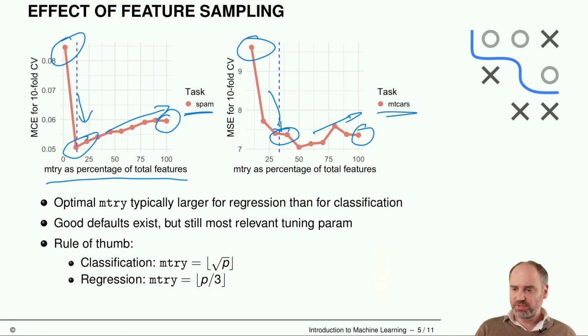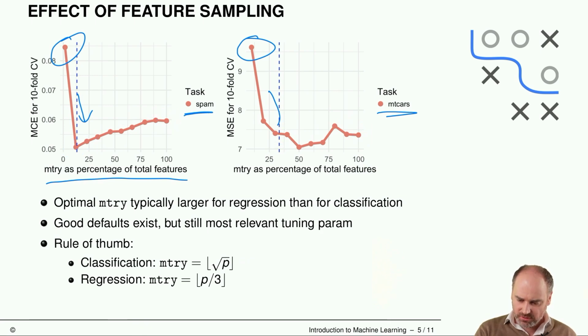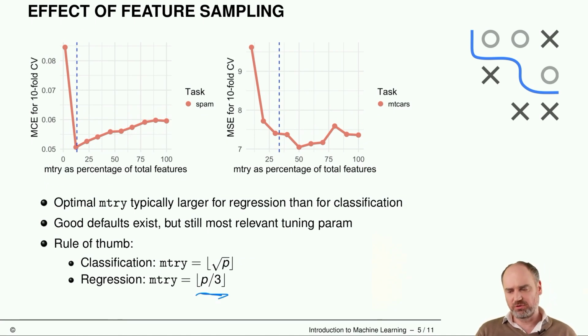Quite good default values exist, which have been empirically, I would say, nicely validated. So for classification, very often we set this mtry to the square root of the number of features. That's also due to Breiman. And for regression, we usually set it to a somewhat larger value. So p divided by 3 usually works quite well.